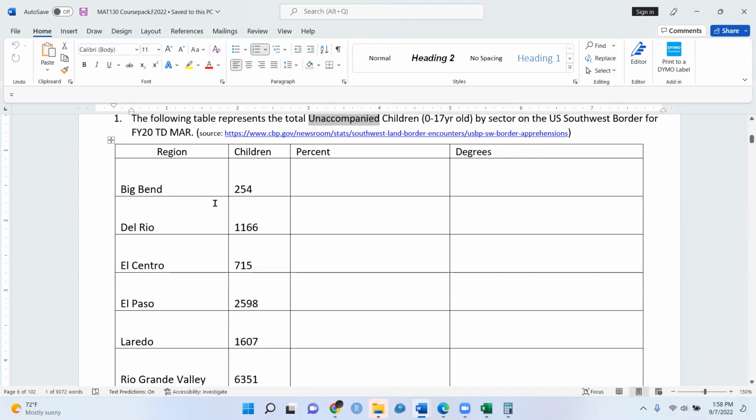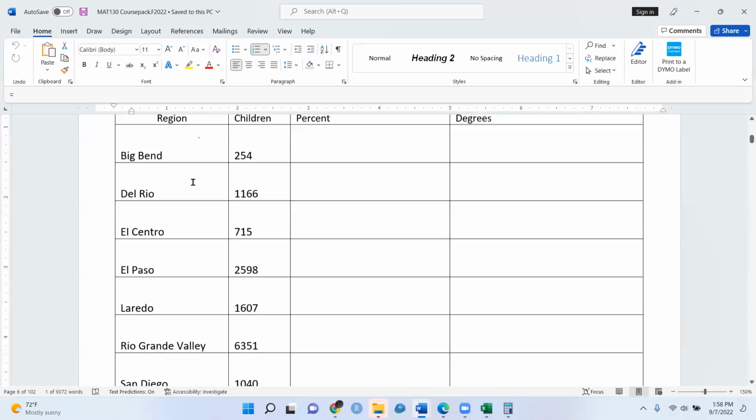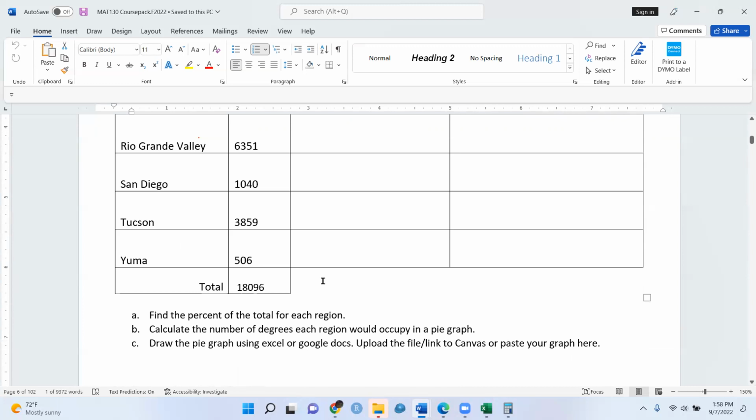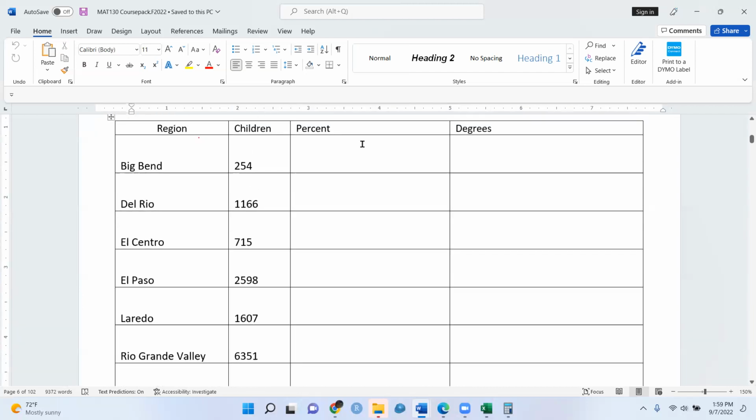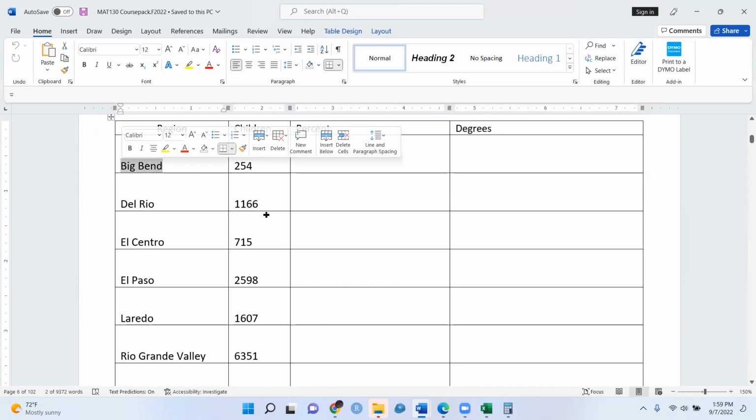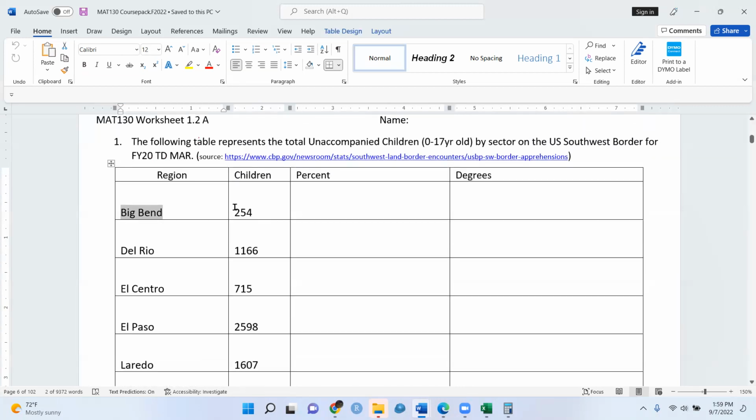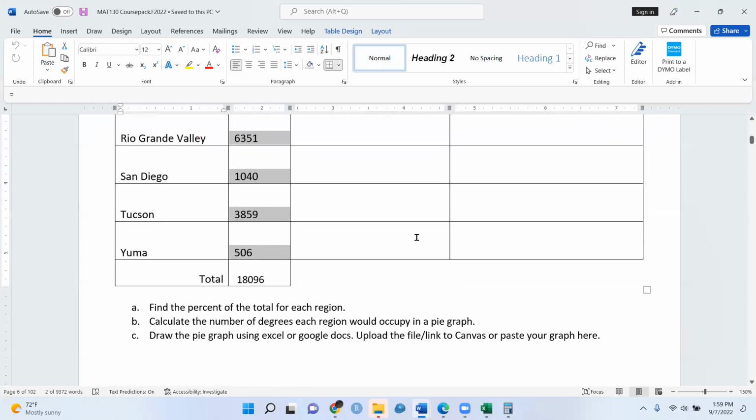And the Southwest border, if you didn't know this, I didn't know this until I looked it up, is broken into these different regions. So this is how many children showed up at these regions, and Border Patrol agents encountered them and filled out paperwork on them. I gave you the total, and your job is to calculate what percent of unaccompanied children were encountered at Big Bend, and then how many degrees that would make up in a pie chart. And then what percent are in Del Rio? So what you want to do is select all this.